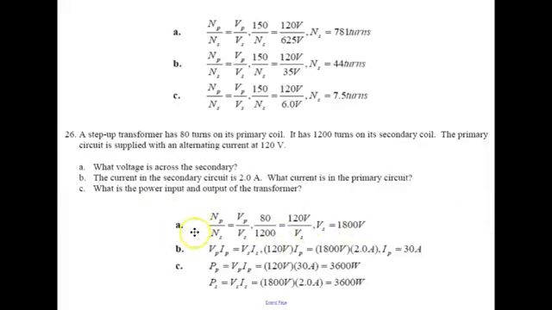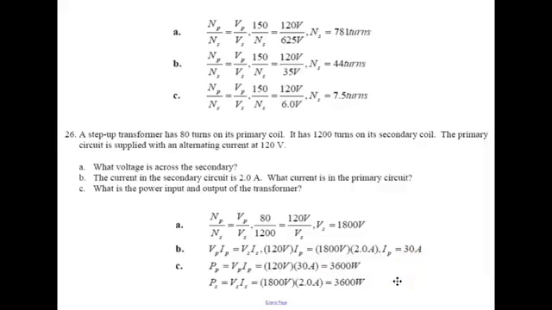To do this, same way as for A, set up your ratio of turns to voltage. 80 is to 1200 as 120 is to VS. Cross multiply, divide, and you get a VS of 1800 volts. We know that the power on the primary is equal to the power on the secondary. So 120 volts times IP equals 1800 volts times IS, which is 2 amps as given in the problem. Divide both sides by 120, and you get 30 amps on the primary circuit.